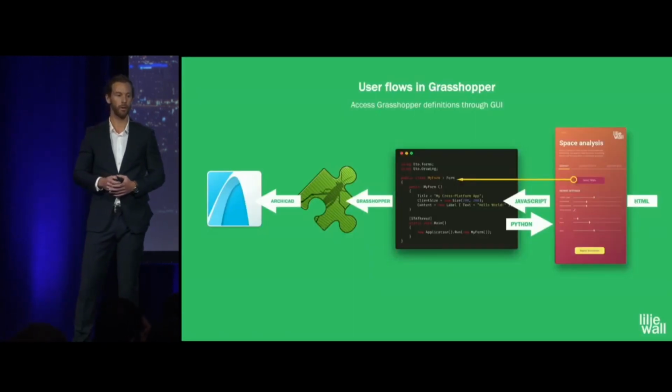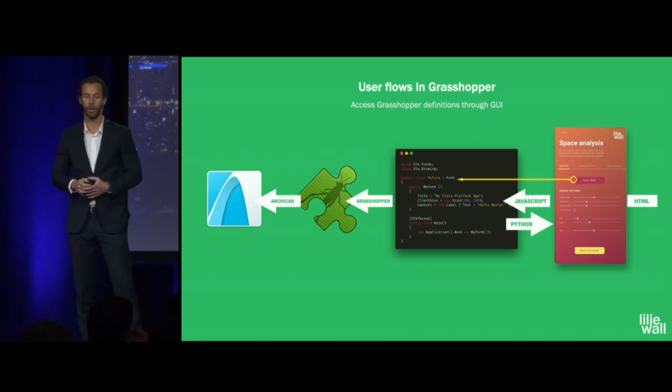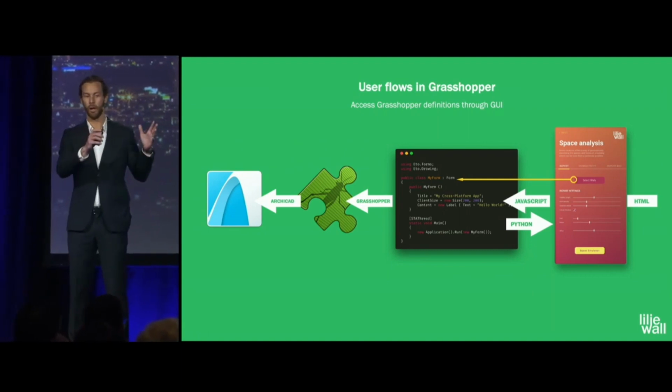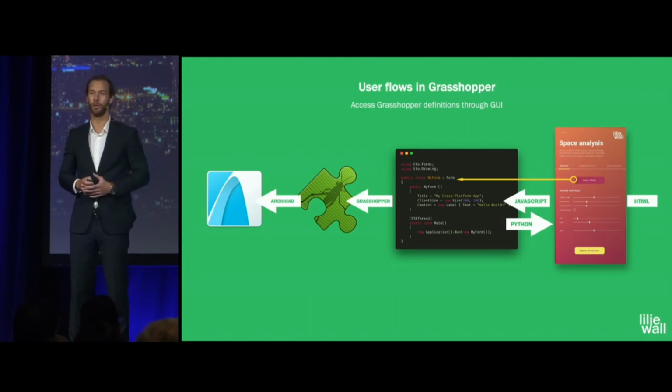This is the workflow we have, going between ArchiCAD, Grasshopper, and Python, which we're mainly programming in. And these HTML windows let you control and trigger Python definitions within Grasshopper, so you can move in between.